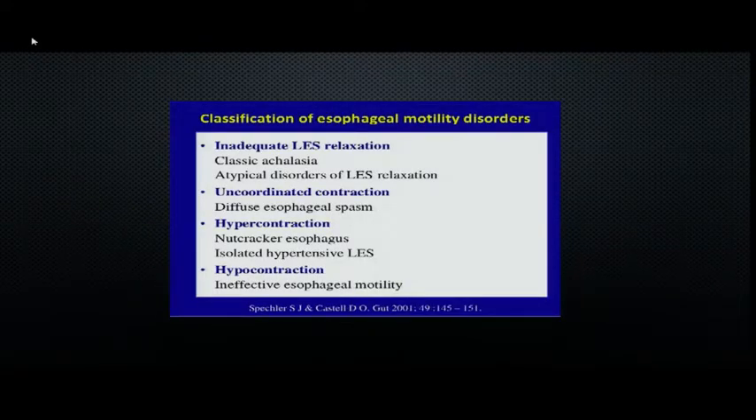Classification as far as the motility disorders: poor relaxation of the lower esophageal sphincter is classic achalasia. Uncoordinated contraction is diffuse esophageal spasm, and hypercontractile is the nutcracker esophagus, where you see waves going through the roof as far as how this esophagus tries to propel the food bolus down.